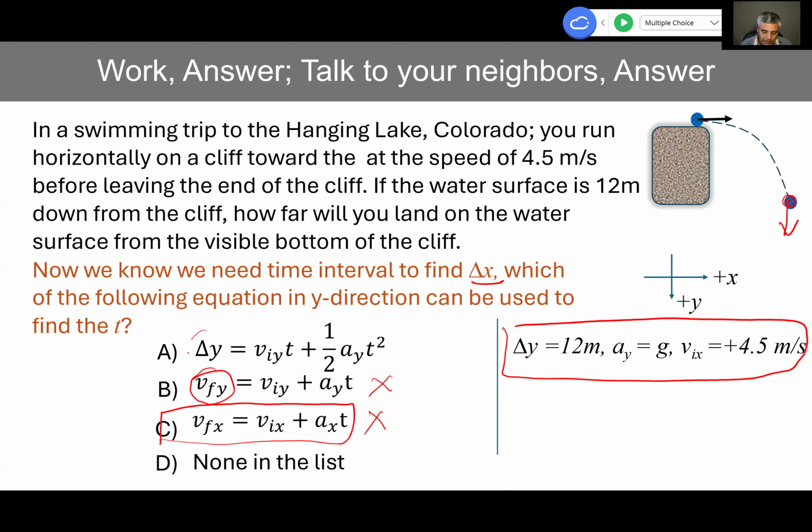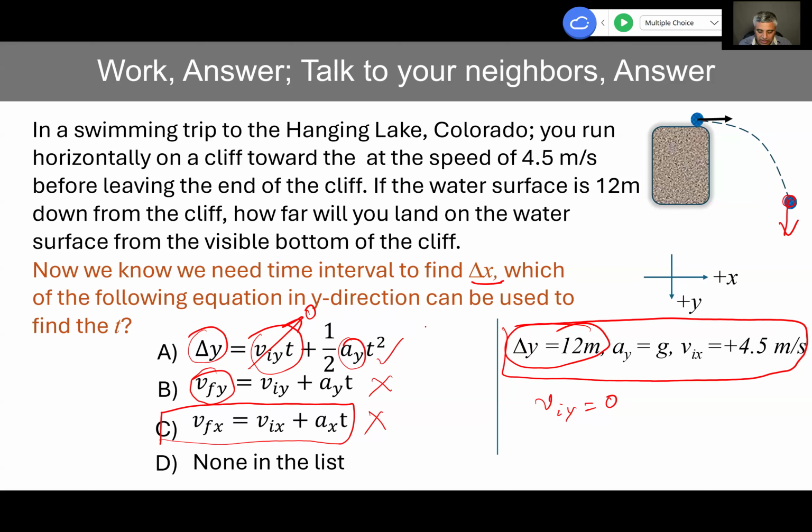This one has a displacement, which we already know. This one has the initial velocity in the y direction, which is 0. We talked about that, although I did not list it here. So that term is going to be 0. And we know the acceleration, so we can solve for the time interval.